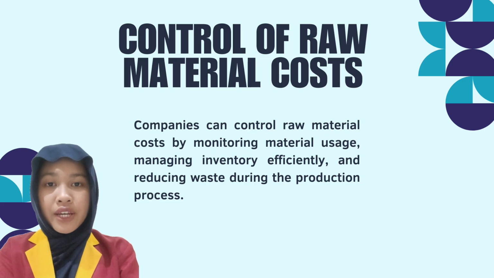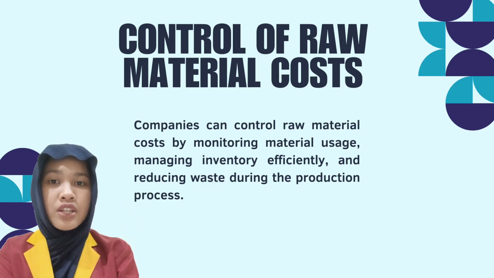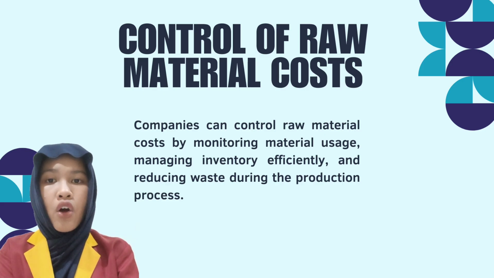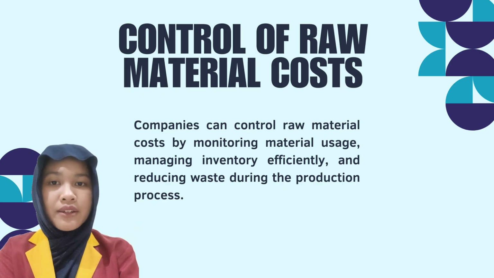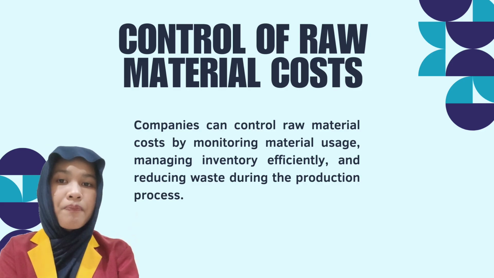Next, I will explain how to control raw material costs. Companies can monitor material usage to avoid waste. They can also manage inventory effectively to ensure materials are always available when needed. In addition, improving the production process can help reduce unnecessary costs and increase efficiency.